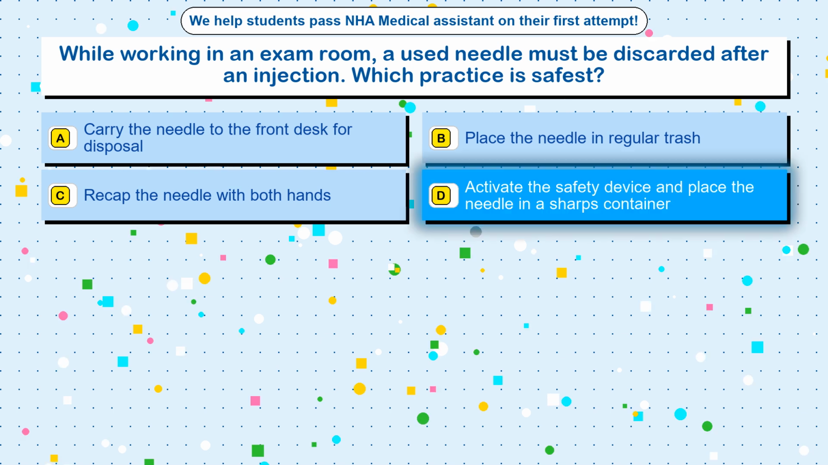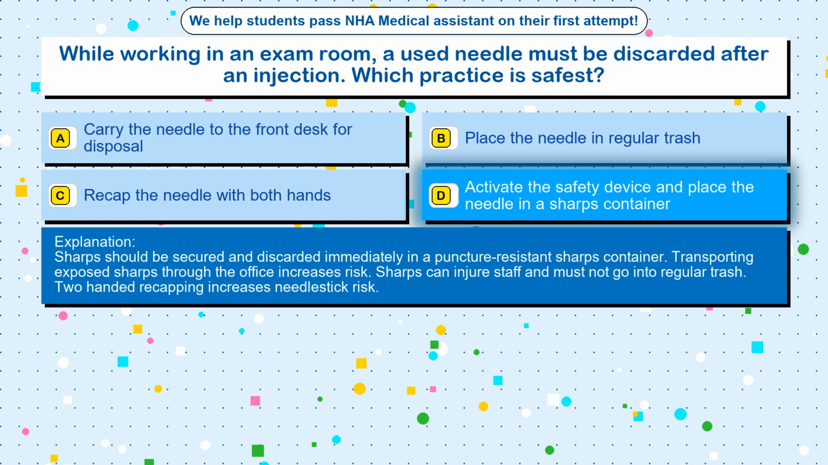The correct answer is option D. Activate the safety device and place the needle in a sharps container. Sharps should be secured and discarded immediately in a puncture-resistant sharps container. Transporting exposed sharps through the office increases risk. Sharps can injure staff and must not go into regular trash. Two-handed recapping increases needle stick risk.